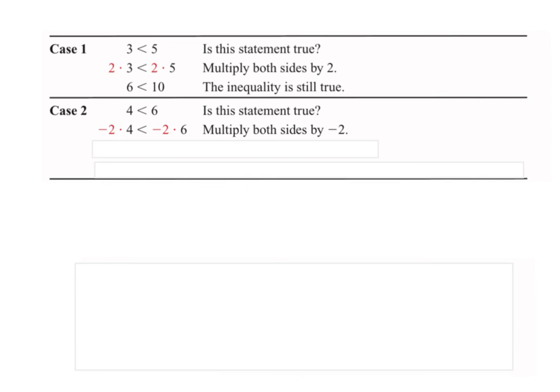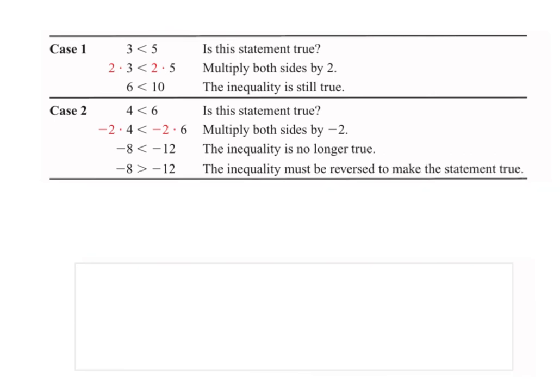But what are we doing here? We have 4 is less than 6. That is true. But now we have negative 2 that we are multiplying by. So when we multiply by negative 2, we have negative 8 is less than negative 12. Is that true? No. That is not true, all right? And so this is no longer true because the inequality actually reverses when you multiply by a negative, all right?